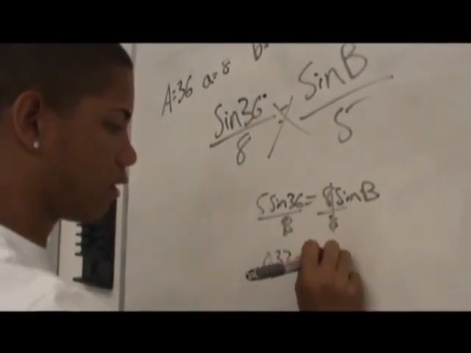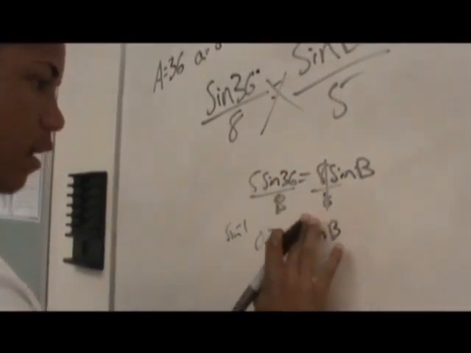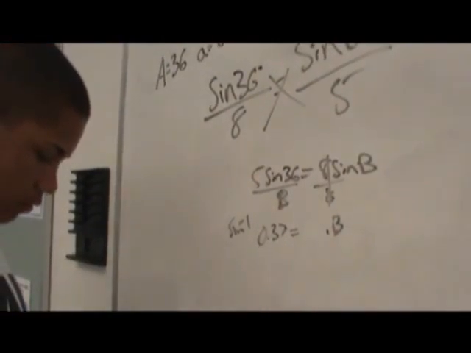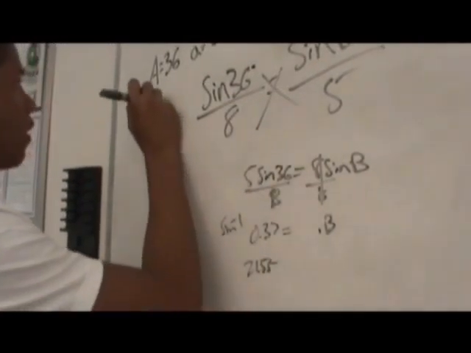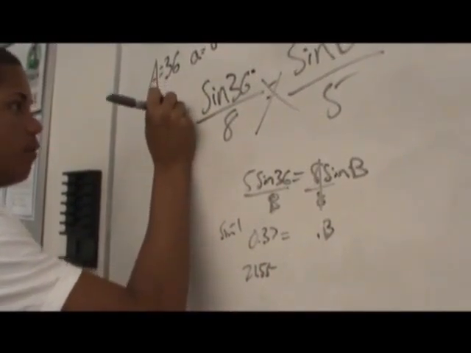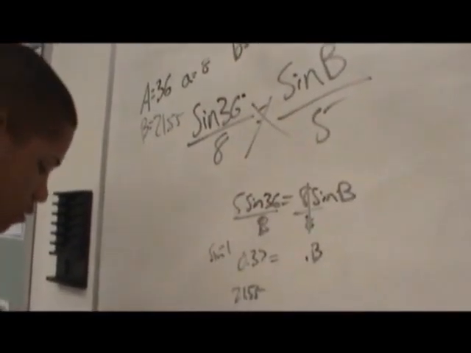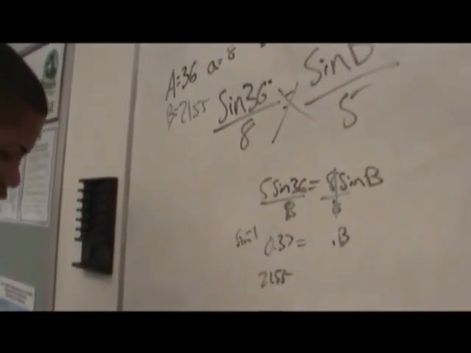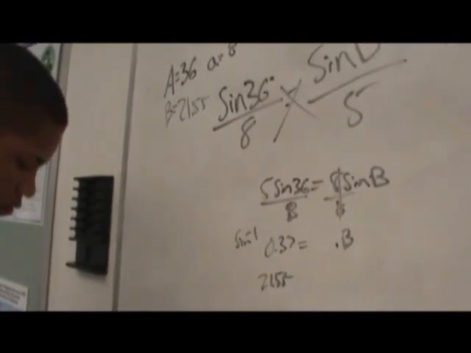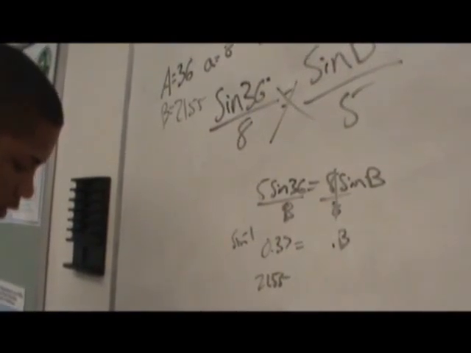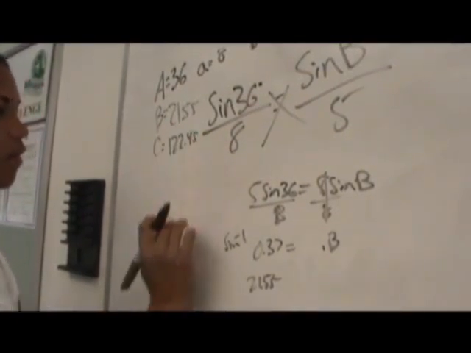And then the sine of b, you can use the arc sine on both sides. That's just going to cancel that out. And then this equals 21.55. And that's the angle of B. Then you'll just add these up since they're both angles. So 21.55 plus 36 equals, minus 180. And so C equals 122.45.